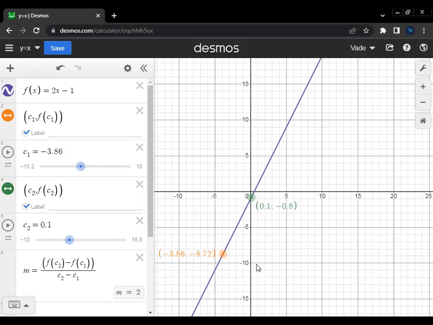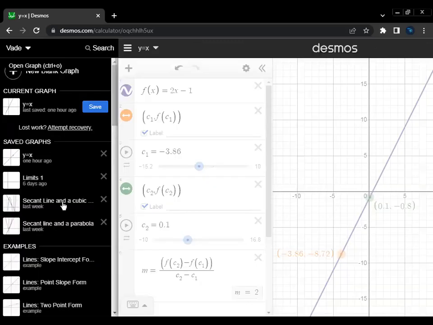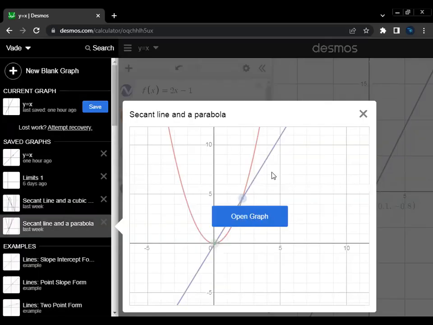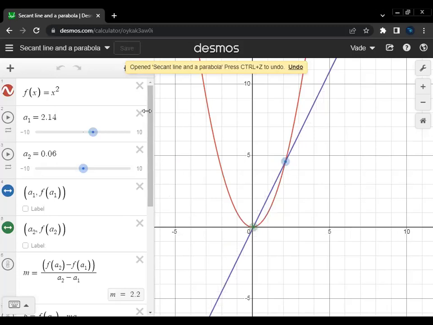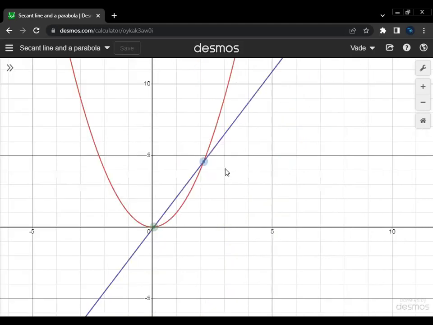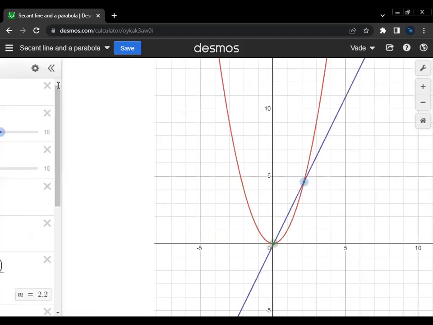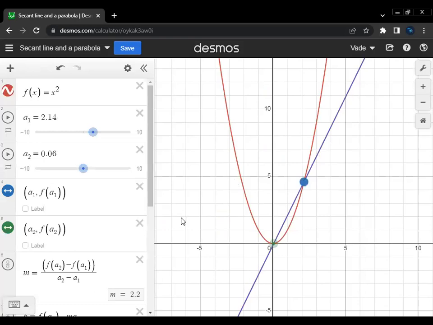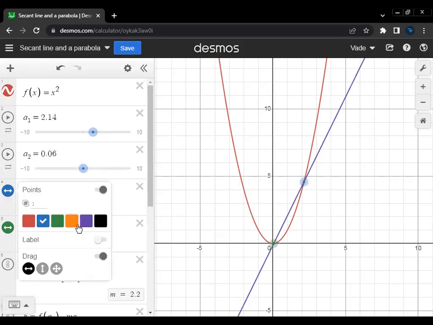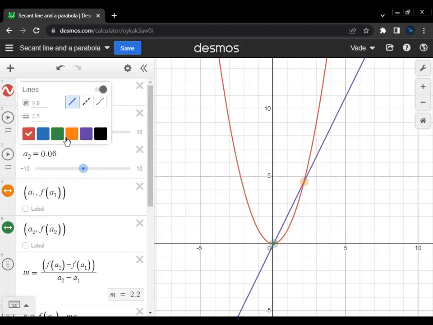So that's for the linear. But how about if it's non-linear? Like this one, for example. You see this red curve? It's not linear. It's a curve, obviously. Let me change the color of that blue point here. Let's make it yellow. And this one, I'll change into blue.